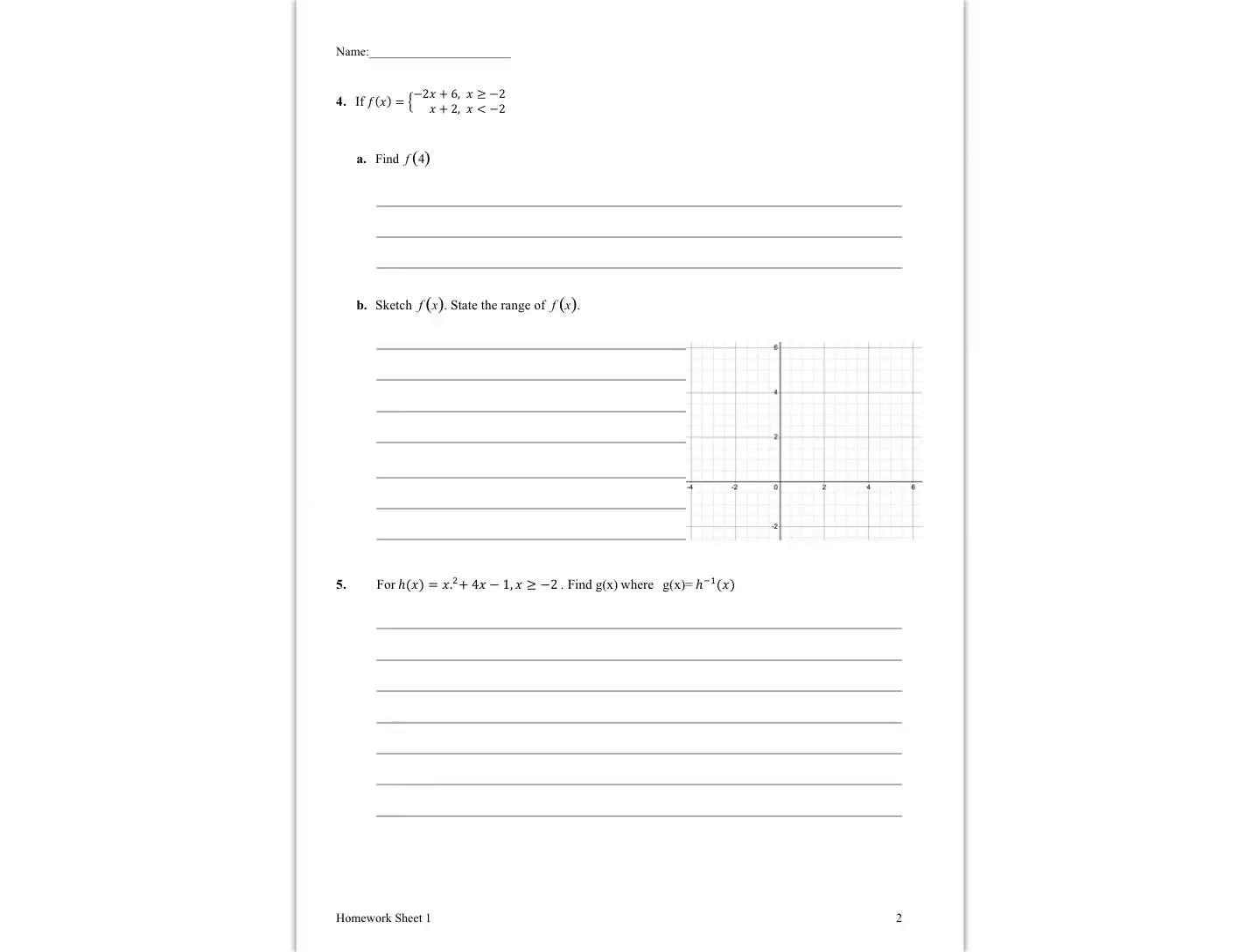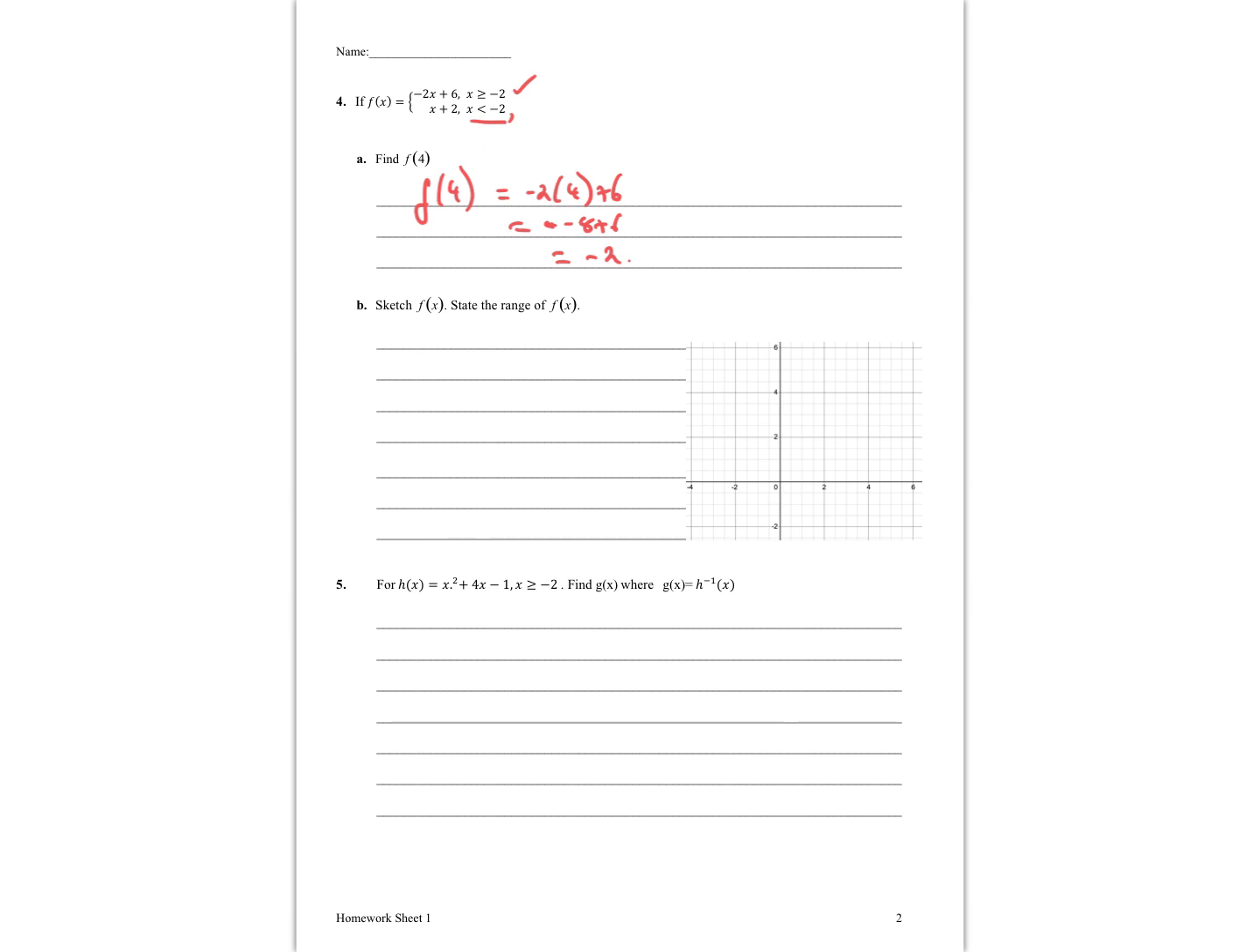All right, f of 4. So we have a hybrid function here. So the top part of the function is only valid if x is greater than -2. The bottom part of the function is x is less than -2. So f of 4 will equal, 4 is in the top, -2 times 4 plus 6, -8 plus 6, which equals -2.